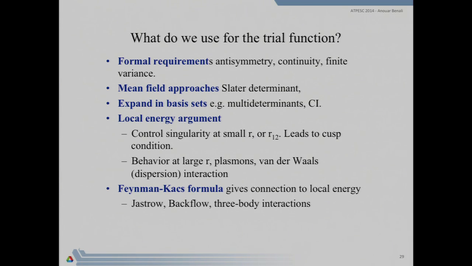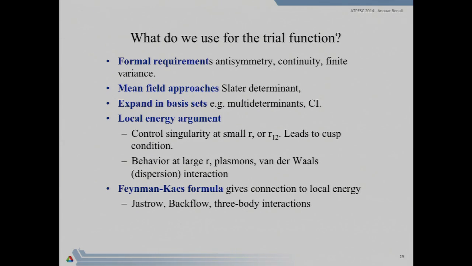So I talked about trial wave function, but how complicated is it to find a trial wave function when we don't know the system that we're trying to solve? Well, there are some requirements. The formal requirement is that, because it's a physical system and it's a wave function, we need the antisymmetric properties. It needs to be finite. We need continuity. And for mean field type of approaches, like density functional theory, we usually use a Slater determinant. We can also use expanded space by using multi-determinant or even configuration interaction.